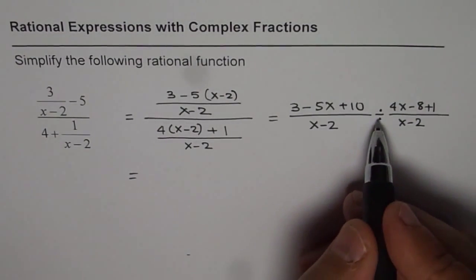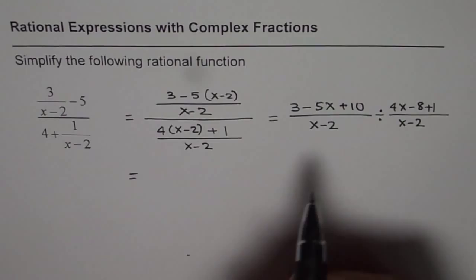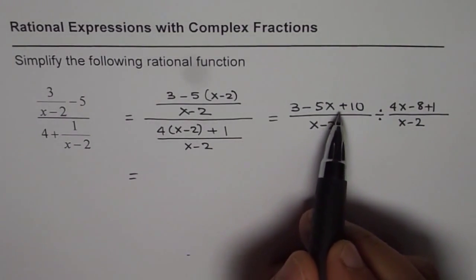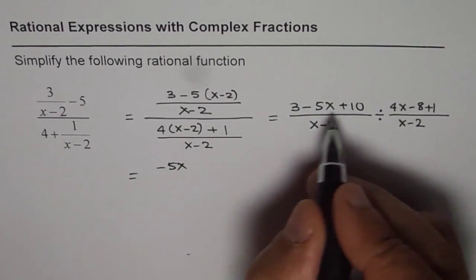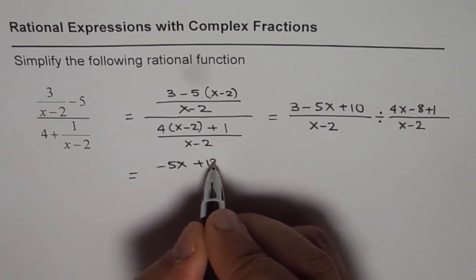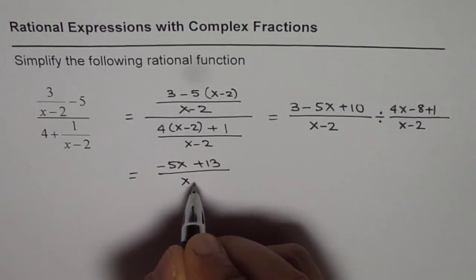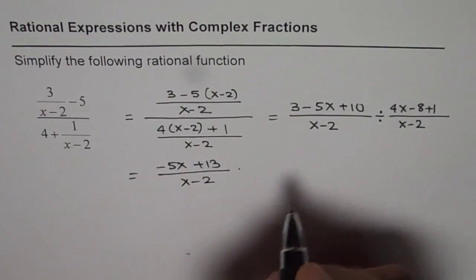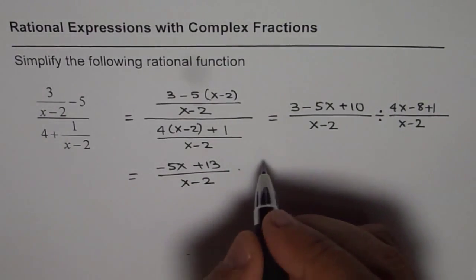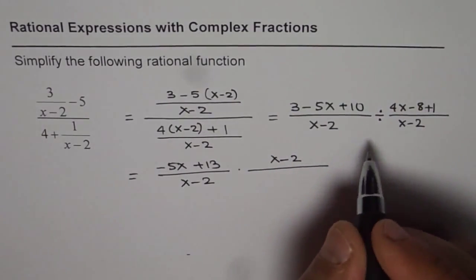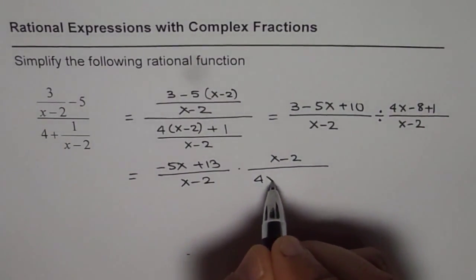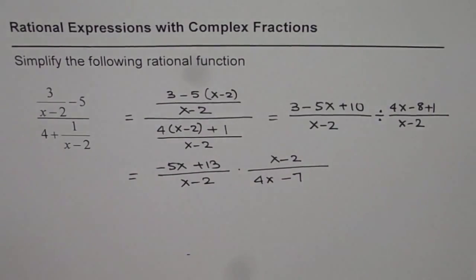Now, division is the same as multiplication by the reciprocal. So let's simplify this also. We have minus 5x, and 10 plus 3 is 13, divided by x minus 2. So division is converted to multiplication, so we will have the reciprocal of this function. So we get 4x minus 7. Do you see that?